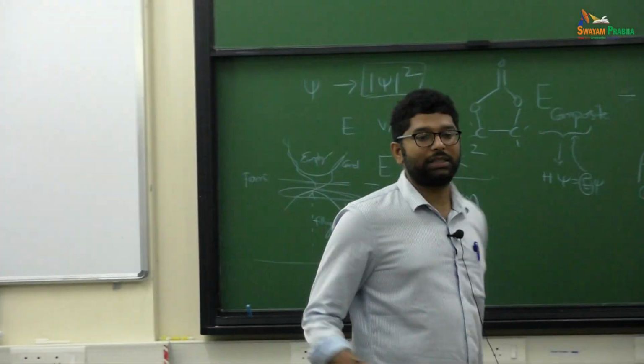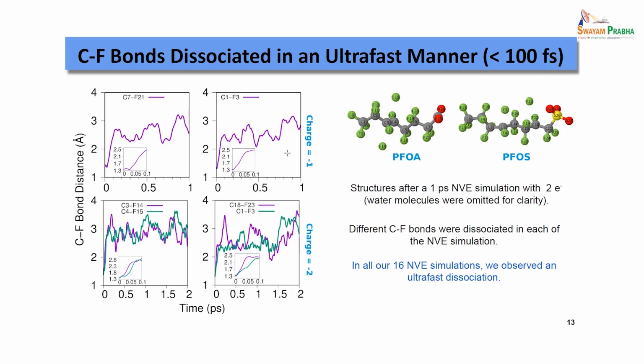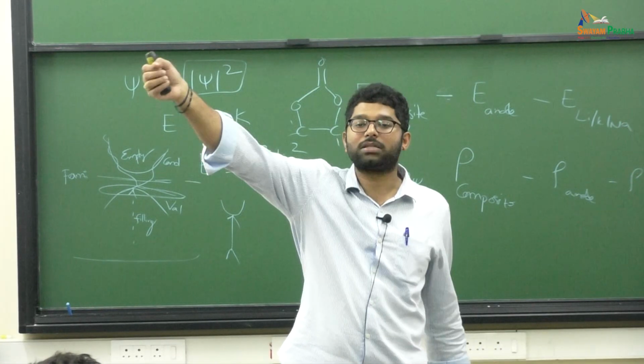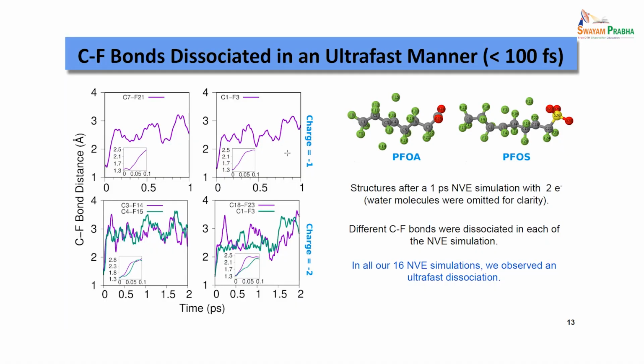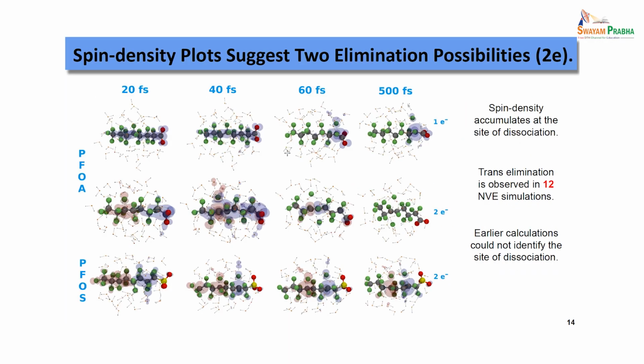So here 1.3 is for the CF bond distance, the equilibrium bond distance roughly. Okay, so this is the equilibrium bond distance, and as you can clearly see, these ones are going to 2.5. That suggests that the bond is dissociated. That's all essentially this suggests to you. Okay, so for -1 charge, this is how, and for -2 charge, you are seeing clearly that the bonds are dissociated. And additionally, we have also seen how this bond is actually dissociated.